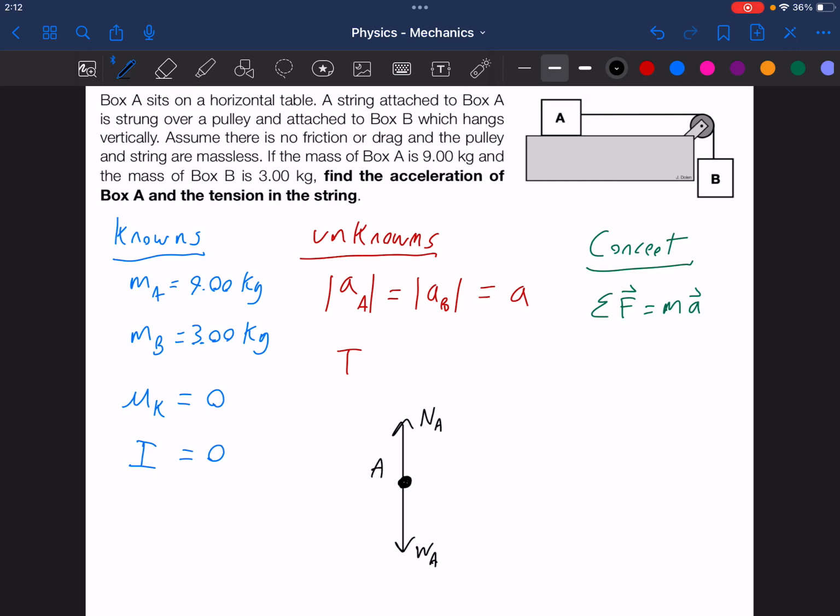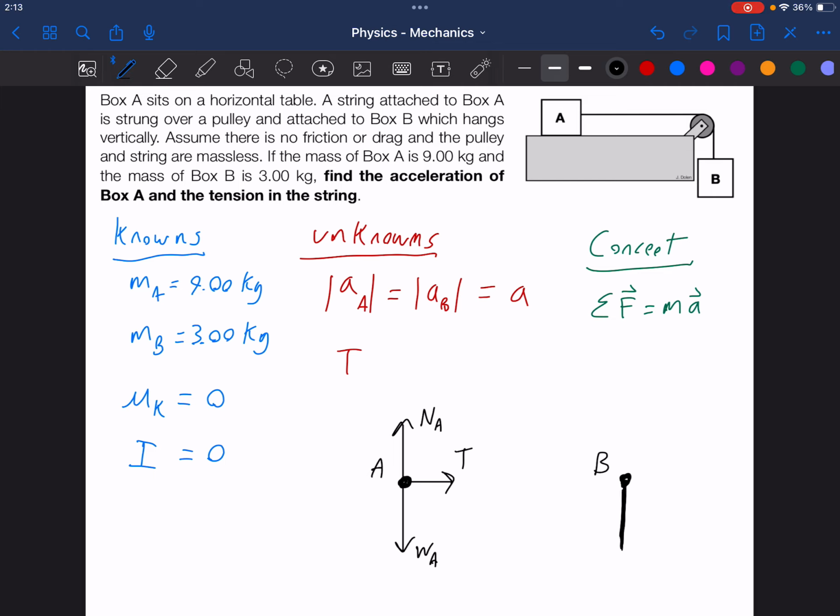Now for B, again, we'll draw a dot for B. I'm going to draw all the forces acting on B. So B also has mass, therefore it also has gravity. So it has a force of gravity acting down. I'll call that the weight of B.